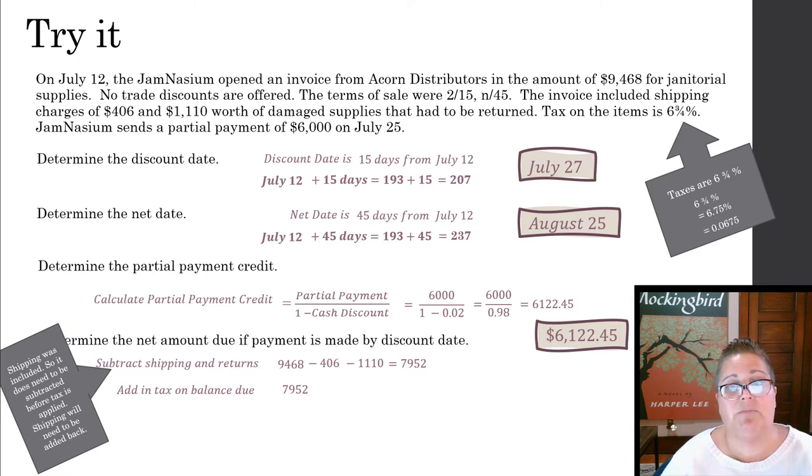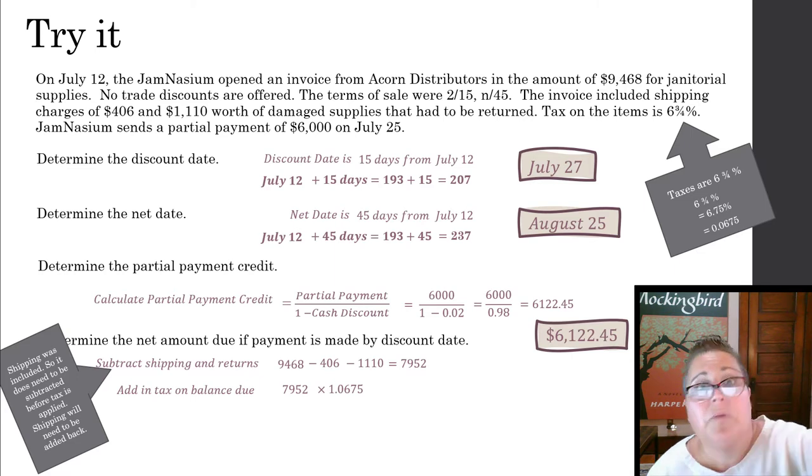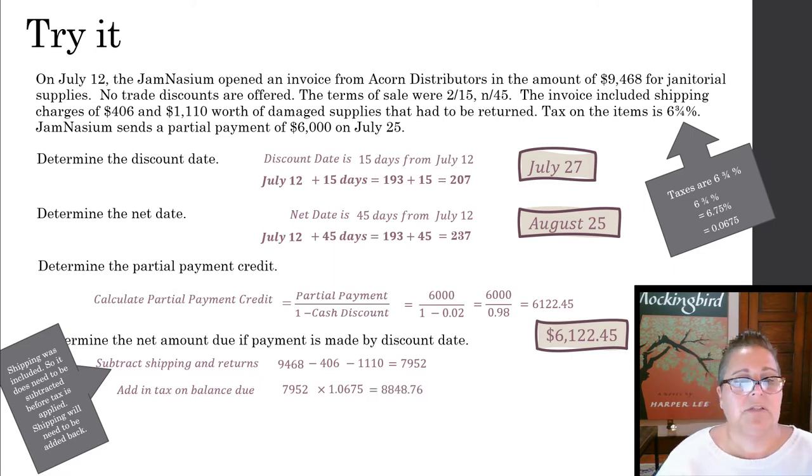6.75%, which is 0.0675. So we're going to have to pay 100% of $7,952, and we're going to have to pay an additional 6.75%. So that's 1.0675. So I'm going to multiply the $7,952 by 100 plus the additional tax. So I get $8,488.76. That's what my balance is without the shipping and without the partial payment.